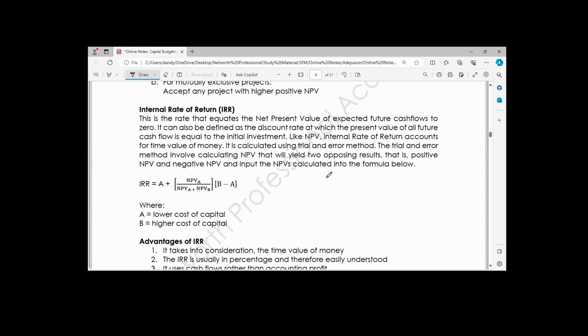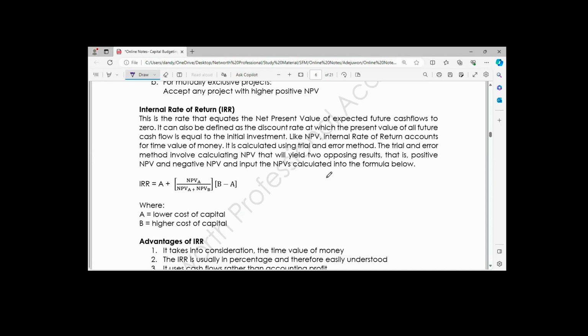So when calculating internal rate of return, there are two procedures you must undertake. One is to assume two discount rates that will produce two opposing NPVs. One discount rate will produce a positive NPV. Another discount rate will produce a negative NPV. Then with the results, you now interpolate into the internal rate of return formula.